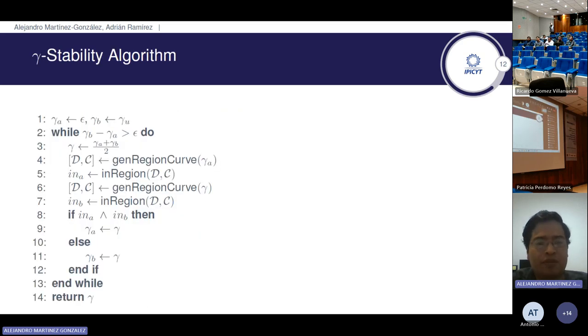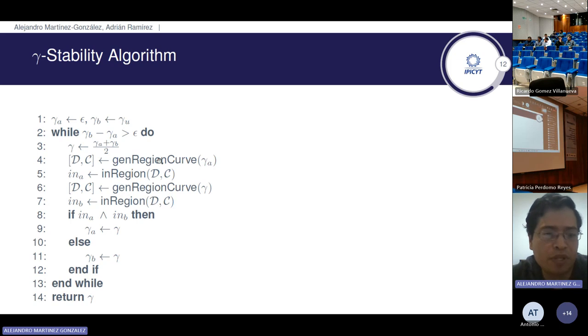Well, we propose an algorithm. The important thing to mention is that we have a region, or a segment, of gamma. We give an upper bound for gamma, and we divide the region. So we check if the maximal gamma is on the left or on the right.